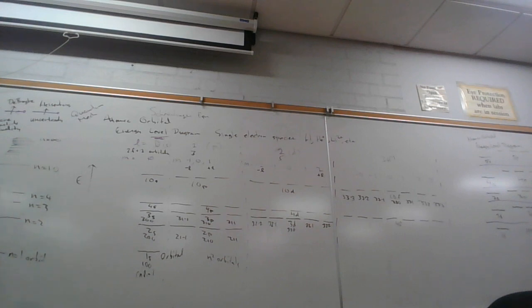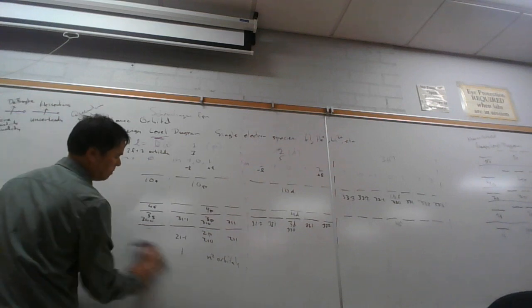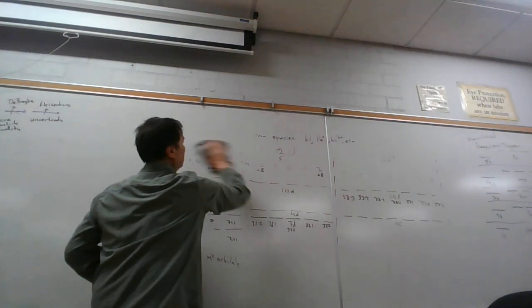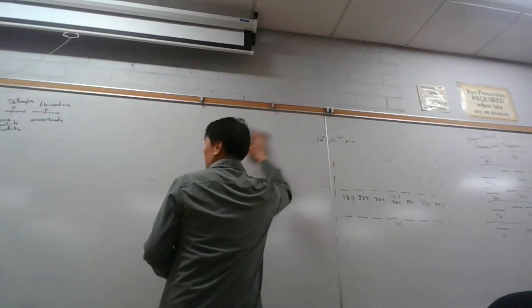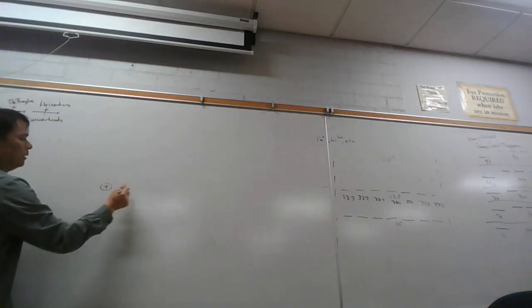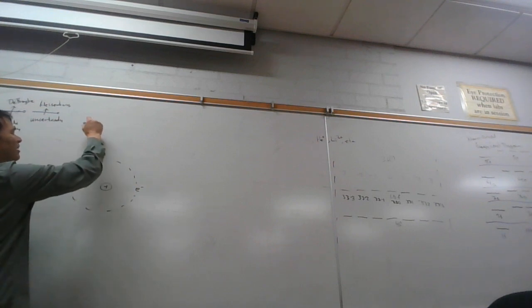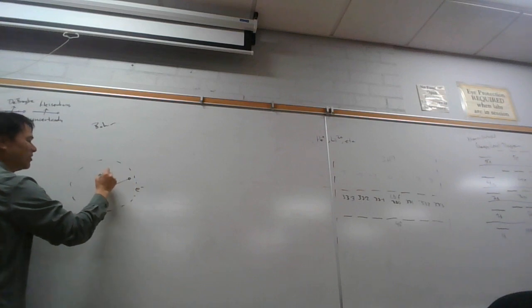And so we'll do a comparison here between the orbit. The first orbit in the Bohr model is at 0.54 angstroms.